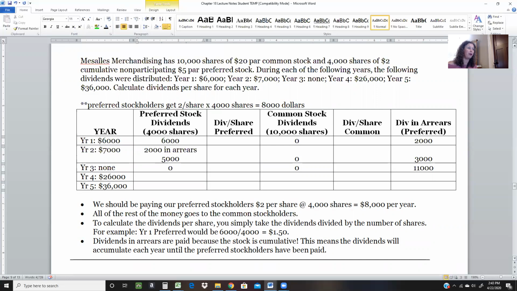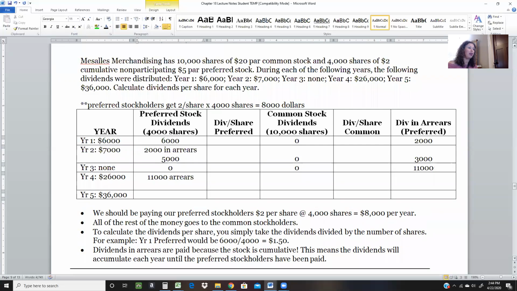In year 4, I'm going to give them 11,000 to take care of arrears. Then I'm supposed to give them 8,000 each year, so I'll give them 8,000 for the current year. So I can put current year here too. So looks like I gave them 19,000, but I still have money left over. So finally, our common stockholders are going to get some money.